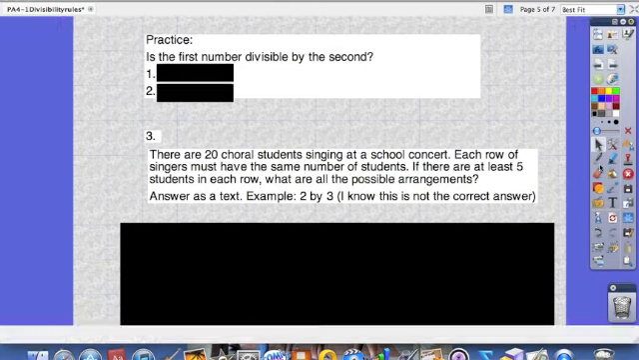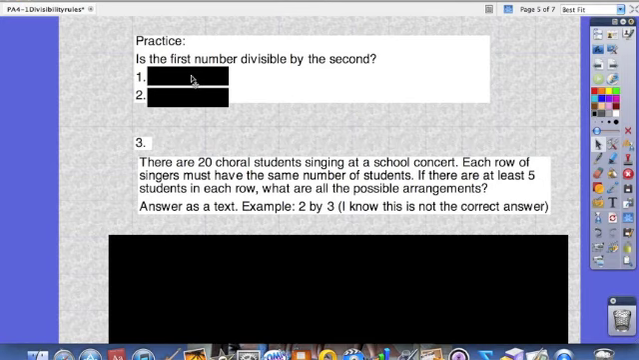Let's look at some examples. Is the first number divisible by the second? To do these types of problems, you're going to have to use your notes. Go back and review the rules for divisibility by 3. We know a number is divisible by 3 if the sum of the digits is divisible by 3.